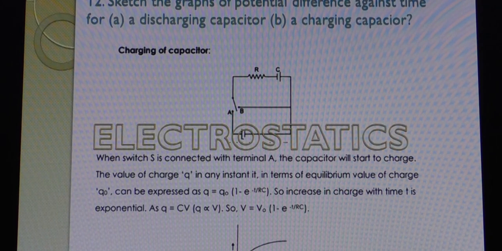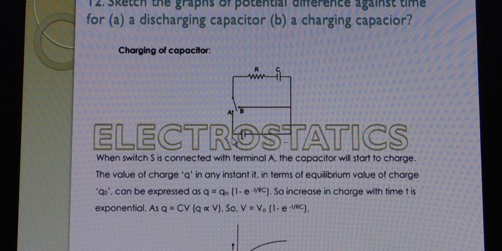Question number 12. Sketch the graphs of potential difference against time for A, a discharging capacitor, and B, a charging capacitor. First of all, we come to the charging capacitor, and the circuit diagram is again an RC series circuit with a switch and the battery. When switch S is connected with terminals A, when A and B are connected, it means now the circuit is completed. The capacitor will start to store charge.